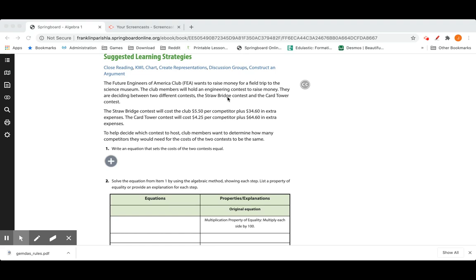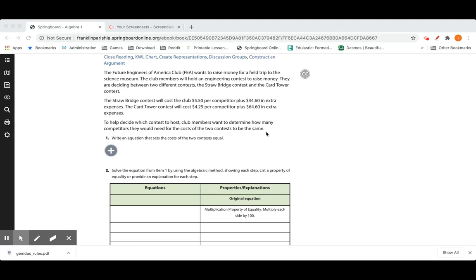The Straw Bridge contest will cost the club $5.50 per competitor plus $34.60 in extra expenses. The Card Tower contest will cost $4.25 per competitor plus $64.60 in extra expenses. So, Straw Bridge, you can already see, is more expensive per competitor, but cheaper in extra expenses. Card Tower is less expensive per competitor, but more expensive in the extra expenses. That's the first thing I would notice.